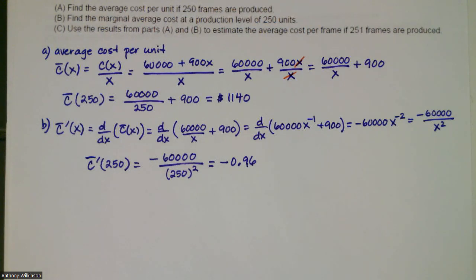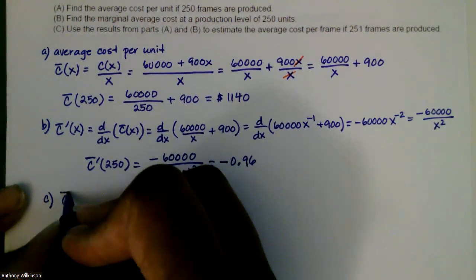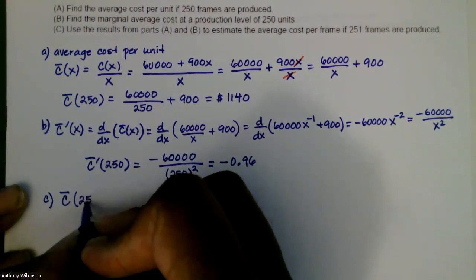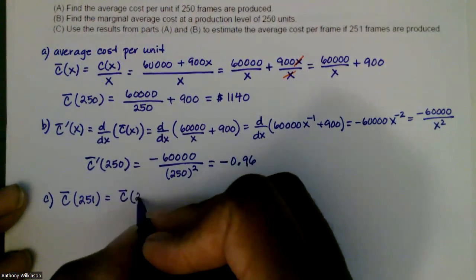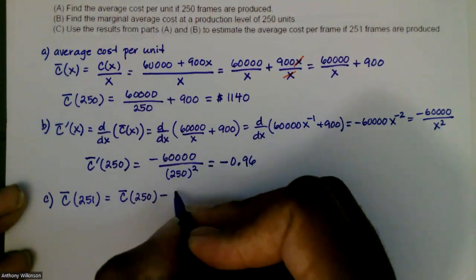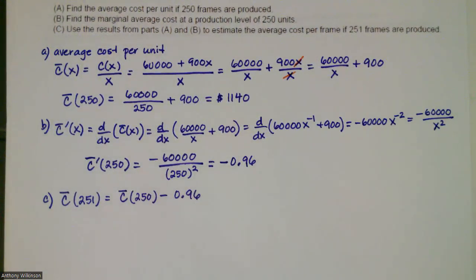And then part C, you're to use the results in parts A and B to estimate the average cost per frame if 251 frames are produced. Okay, so here's what we got. C bar of 251 is going to be C bar of 250 minus 0.96. So we're estimating the average cost per frame.